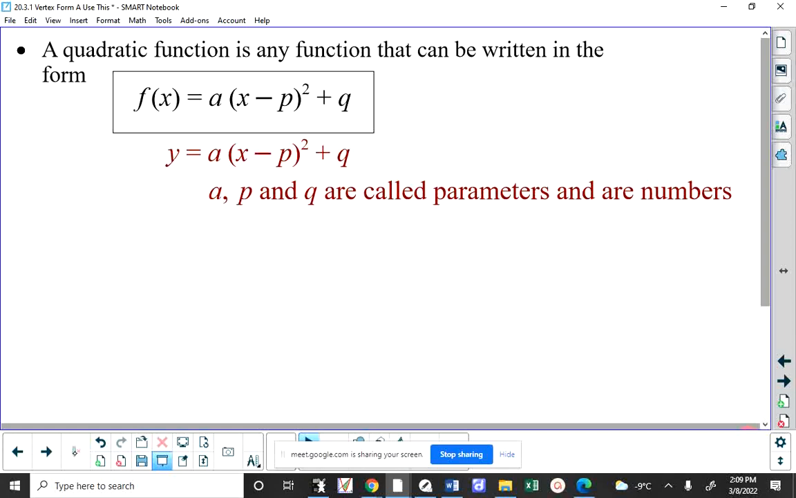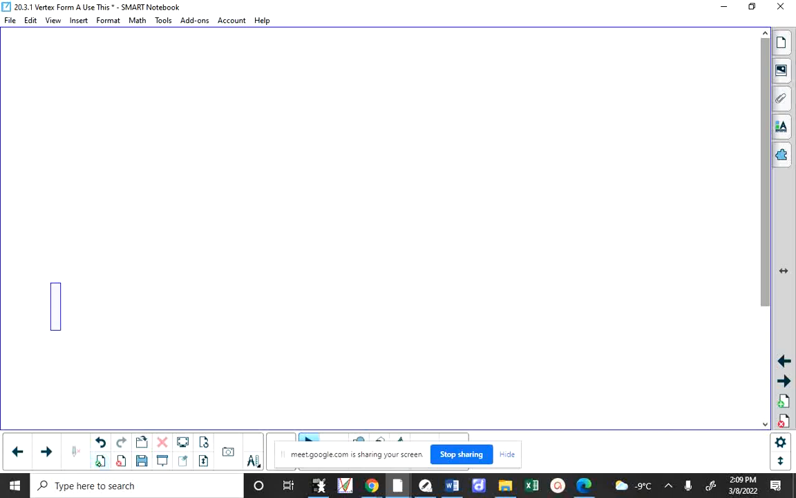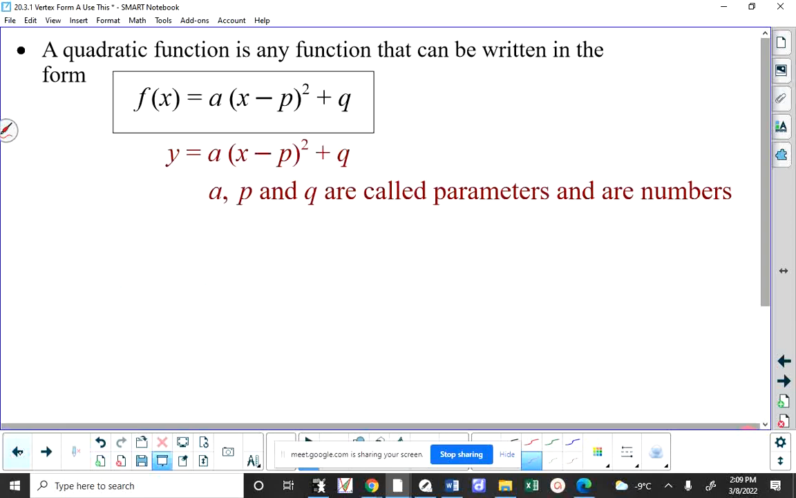You know what it's really like? It's like in grade 10 when we said this is a linear function. I hope you remember that linear functions can always be written this way. M and B are parameters. They tell you something about the line. M tells you the slope. B tells you the y-intercept of the linear function. Well, it's a little more complicated with A, P, and Q because there's no slope.